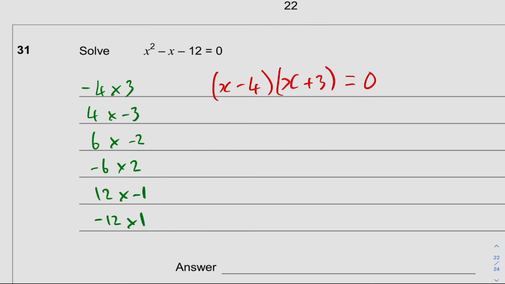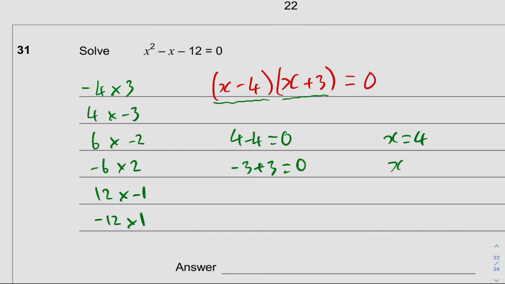So let's think about this. If we set x to be 4, this means that in this bracket we would get 4 take away 4, which is 0, and anything multiplied by 0 will always give 0. So therefore we know that one solution is x equals 4. And then for this bracket, if we were to make x equal to negative 3, we'd end up with negative 3 plus 3, which again equals 0.